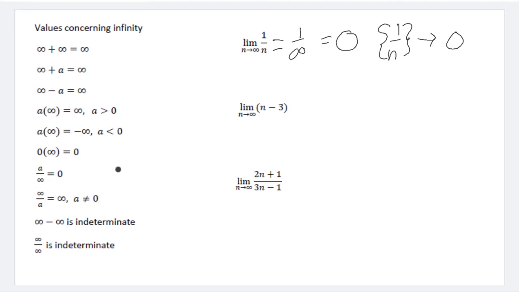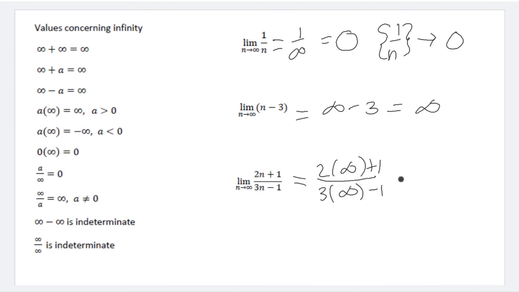Okay, let's have our next example. So what is the limit of n minus 3 as n approaches infinity? So this is equal to infinity minus 3, and of course that is still infinity. Okay, so this one, what is the limit of 2n plus 1 all over 3n minus 1 as we approach infinity? Now you might be tempted to do 2 times infinity plus 1 over 3 times infinity minus 1. So we get infinity plus 1 all over infinity minus 1. Infinity plus 1, that's infinity. Infinity minus 1 is infinity.